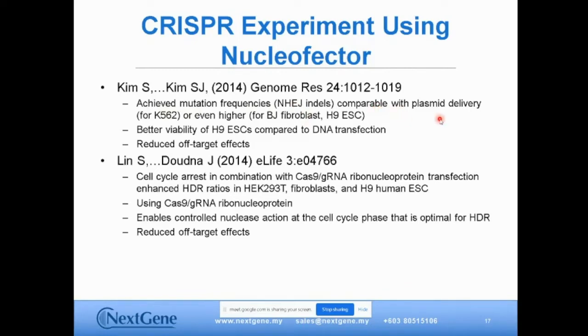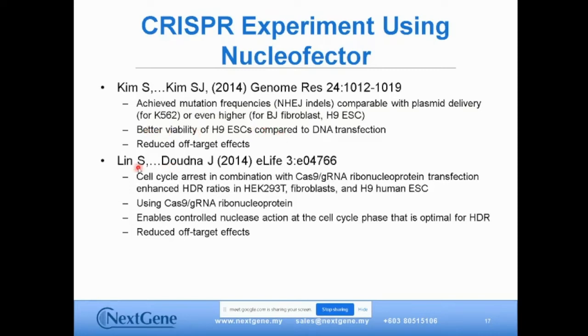comparable with plasmid DNA. But in another cell line, the mutation frequency is actually higher for fibroblast and embryonic stem cell. In addition to that, they also show that it has better viability after transfection when using ESC compared to plasmid DNA transfection. And most importantly, they show that the RNP method has reduced off-target effects.